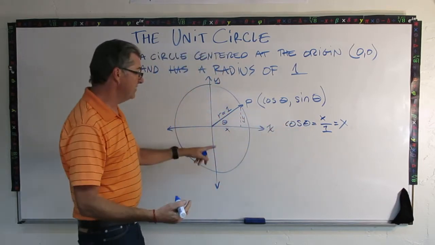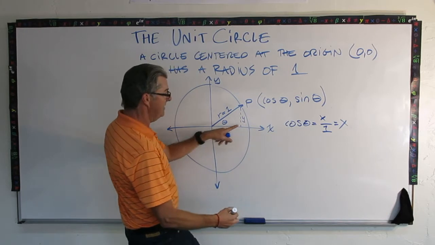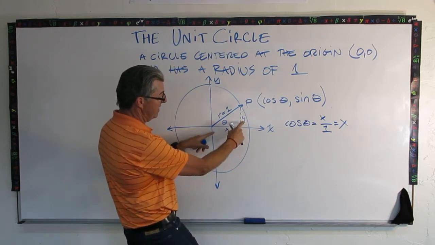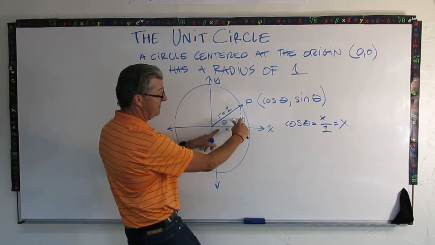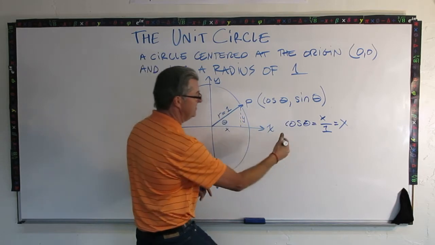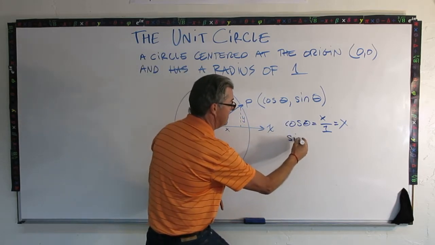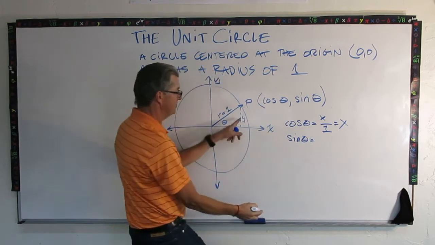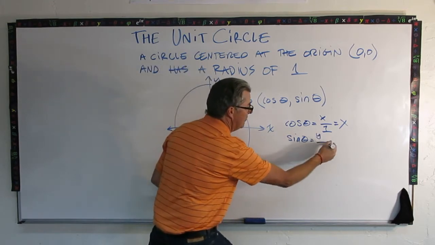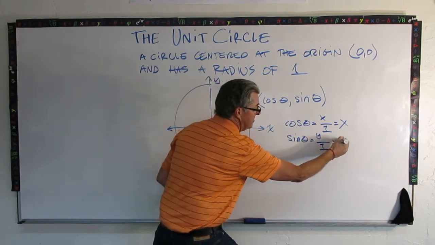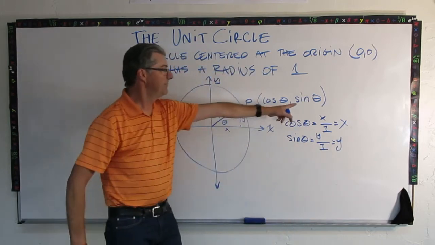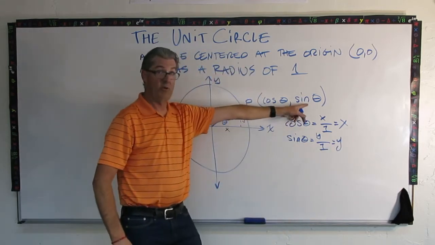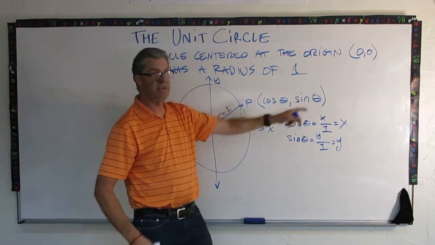It works the same for sine, or for y. Now if I want to find y, I'm going to use opposite of theta over hypotenuse. So sine theta is going to be y over 1, which is just y. So that's where this comes from. The y coordinate of the point P is sine theta.